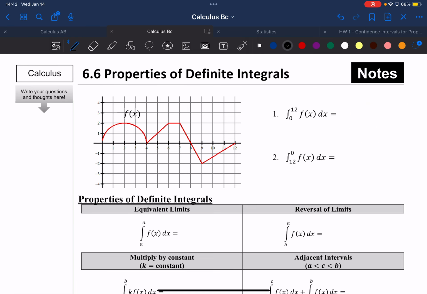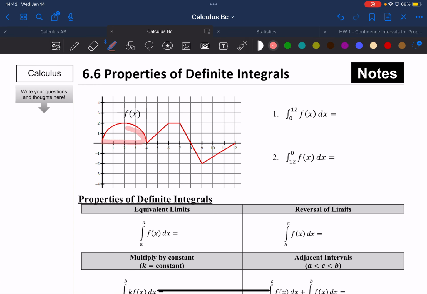Okay, so note 6.6 is the properties of definite integrals. If we look at the first example, we are given the graph of f of x. On number 1, it wants us to find the integral from 0 to 12 of f of x dx. So we're finding the area between the x-axis and the curve from 0 to 12. I'm going to go ahead and highlight that.